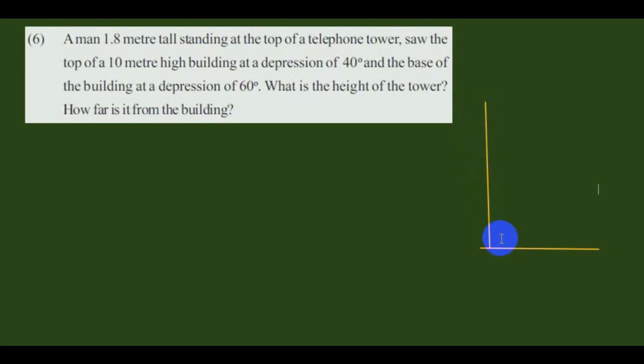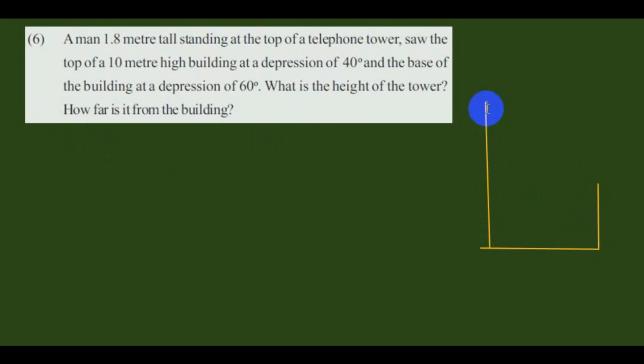And there exists a building. ഈ ബിൽഡിങ്ങിൻ്റെ കാര്യം പറഞ്ഞിട്ടുണ്ട്. So the top of a 10-meter high building at a depression of 40 degree. അപ്പോൾ ബിൽഡിങ്ങിന്റെ ടോപ്പ് തന്നെ ആംഗിൾ ഓഫ് ഡിപ്രഷനിലാണ് കണ്ടത്. അപ്പോൾ ആ ബിൽഡിംഗ് ചെറിയ ബിൽഡിംഗ് ആണ്, ടെലിഫോൺ ടവറിന്റെ അത്ര ഒന്നും ഉയരമില്ലാത്ത ഒരു ബിൽഡിംഗ് ആണ്. It is somewhere there here. ഇവിടെ അങ്ങനെ ഒരു ബിൽഡിംഗ് ഉണ്ട്.